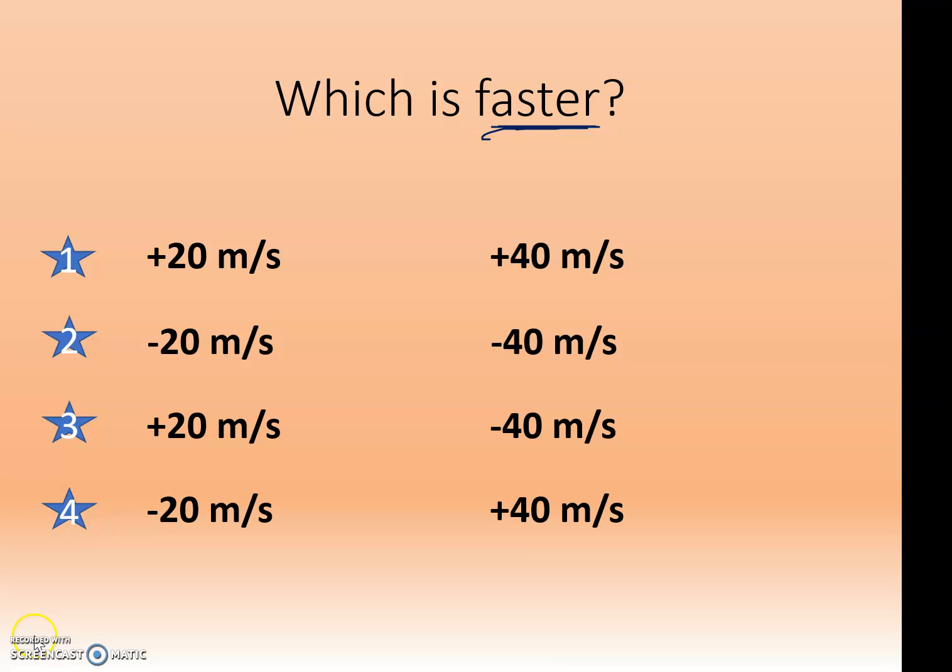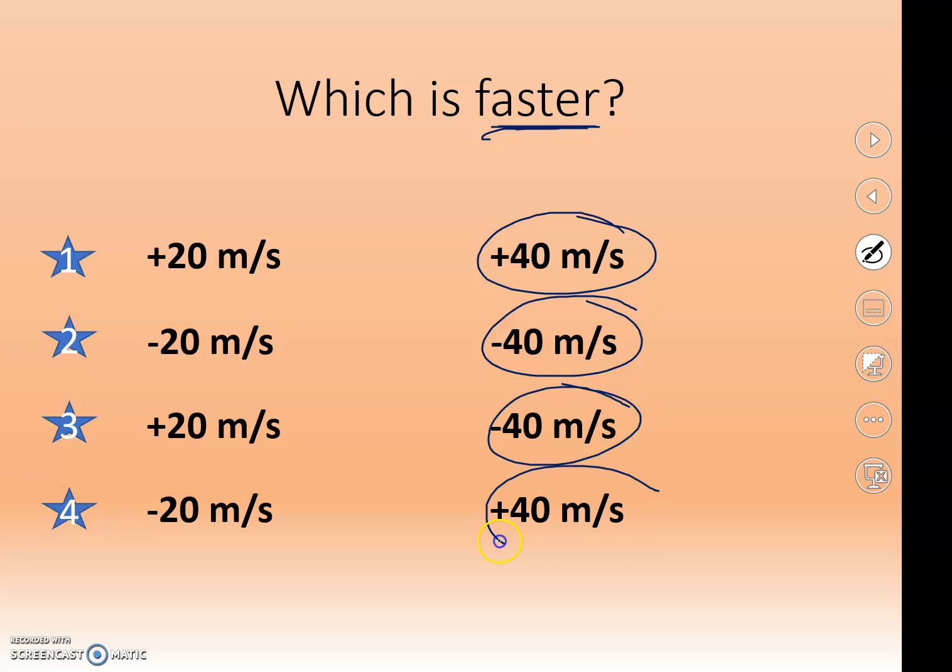All right, the answers for each one include 40, because remember, positive and negative, that just tells you direction. Positive, you're moving to the right, negative, you're moving to the left. But if you want to win the race, you obviously want to be going 40 meters per second, not 20, because 40 is going to be faster. So this one, we're just moving to the right, we're moving to the left, we're moving to the left, we're moving to the right. But in every scenario, 40 meters per second is going to be faster than 20.